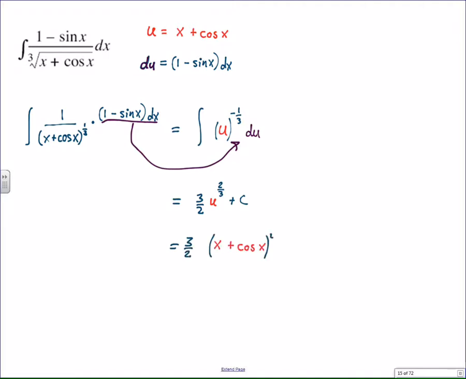Nonetheless, I put my x cosine of x back into where I found it, and re-express the integral in radical terms. So we have the cube root of x plus cosine of x quantity squared times 1.5 plus whatever our constant is going to be. Of course, I will check that with technology, but this is about the algorithm.